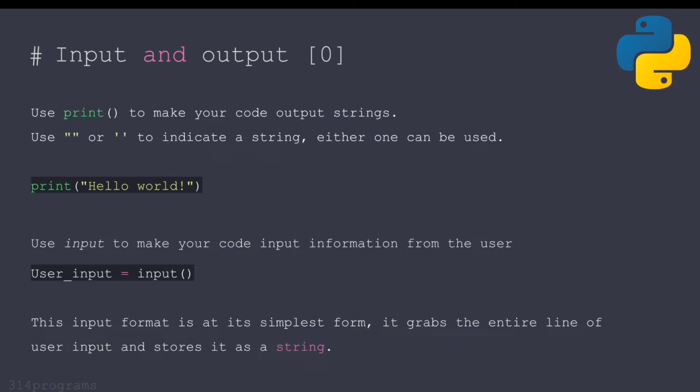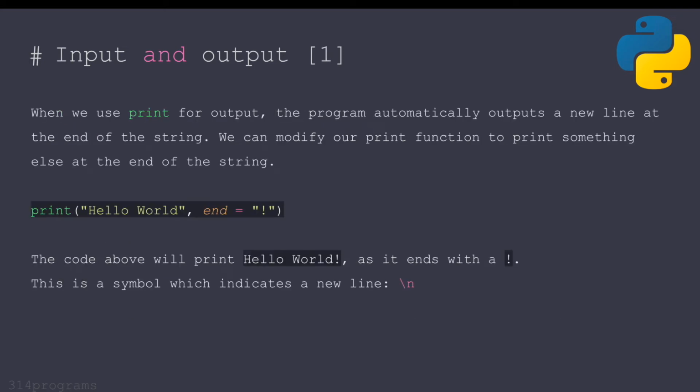To get data from our user, we'll use the function input. This input format is in its simplest form. It simply grabs the entire line of user input and stores it as a string. When we use print for output, the program automatically outputs a new line at the end of the string. We can modify our print function to print something else at the end of the string instead.